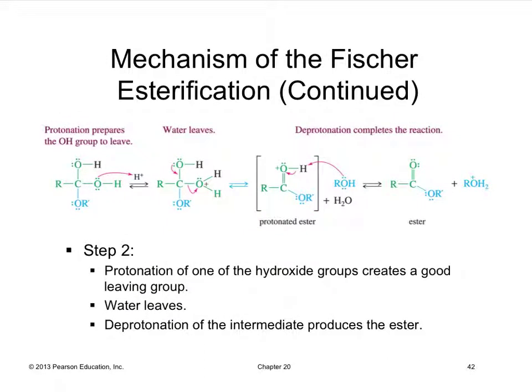Once you generate the ester hydrate, one of the oxygens will protonate, forming a good leaving group. So now electrons from your oxygen here come down, kicking this off. It's still protonated, and so another equivalent of alcohol will come and quench that positive charge, generating your ester.